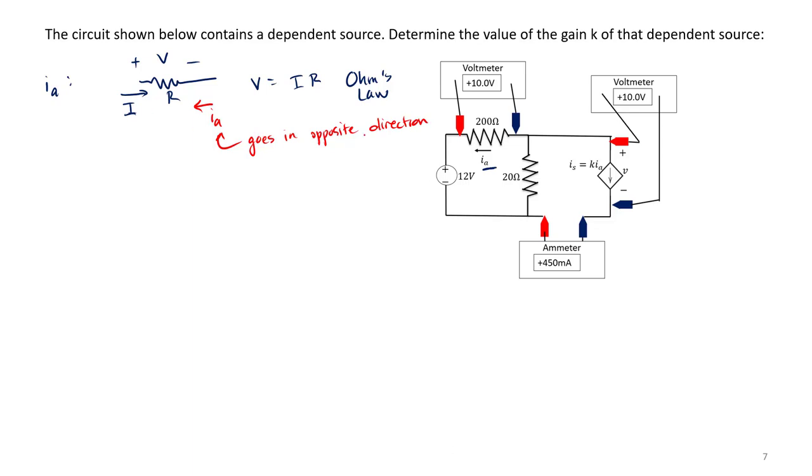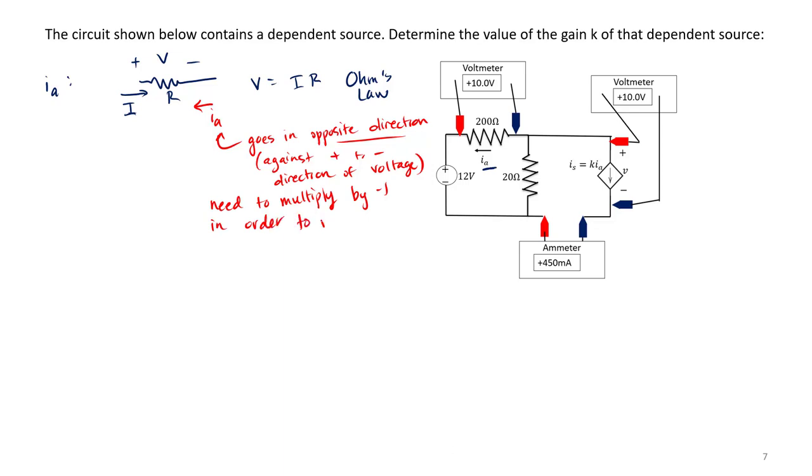So in this case, when we say opposite direction, we mean that it's going against the positive to minus direction of our voltage. Therefore, if we want to use Ohm's law to find I sub A, we need to multiply by -1 in order to reverse our current's direction.